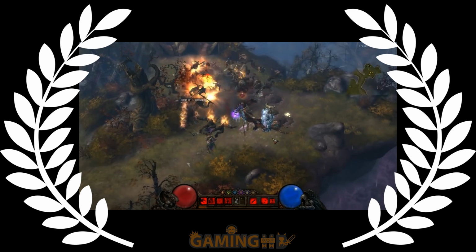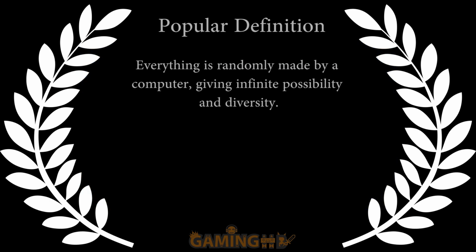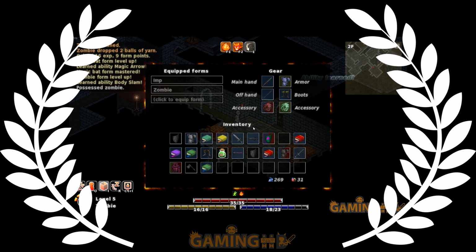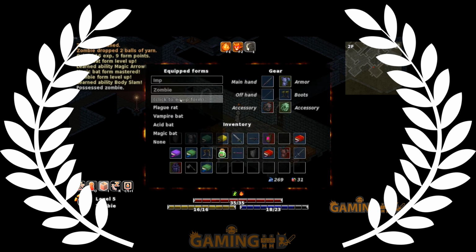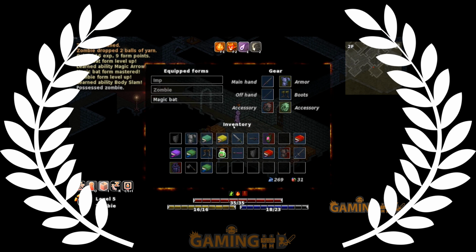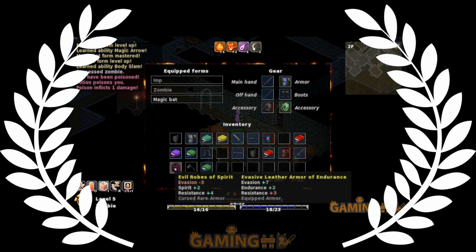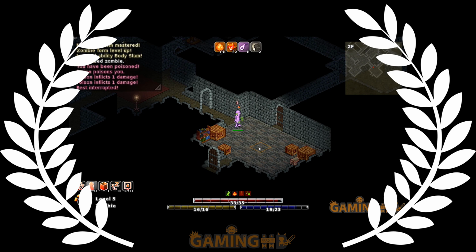Now, what would be the popular definition of procedural generation? Well, that would be that everything is randomly made by a computer, giving infinite possibility and diversity. No, as I've said before, it's all limited to how good the algorithm is. It won't be random. It'll be based on what a designer believed was sufficient for the game, and it will in no way be infinitely diverse or offer infinite possibilities, because again, you are very limited to what the algorithm believes it can do.